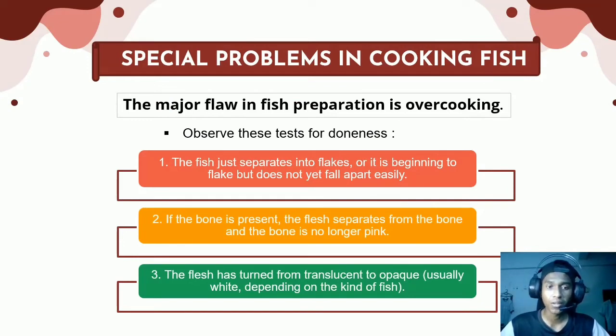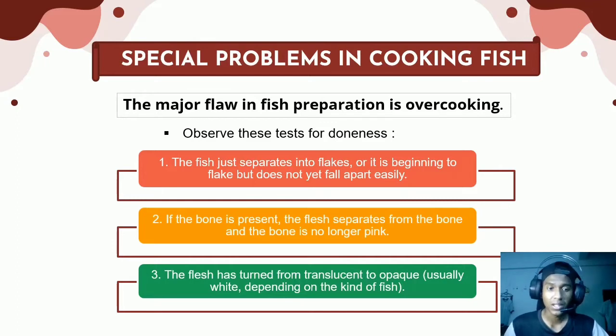So the major flaw in fish preparation is overcooking. Kelemahan utama dalam penyediaan makanan berasaskan ikan ni adalah terlebih masak. So how to avoid it from happening? You need to observe this test for doneness.